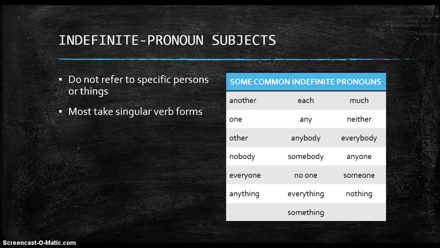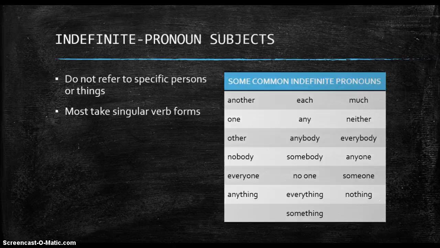When you're looking at a subject that's an indefinite pronoun, that's going to be something that isn't referring to a specific person or thing. Those will most of the time take a singular verb form. And here I've included a chart of some common indefinite pronouns so that you can take a look at them and understand what they are. When you see these words, these are indefinite pronouns. Most of the time, these will need a singular verb in order to agree.